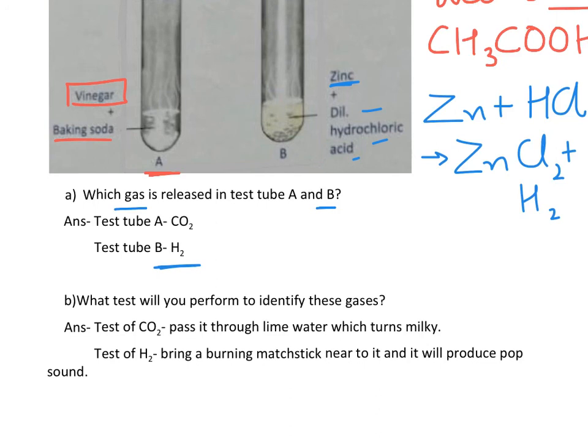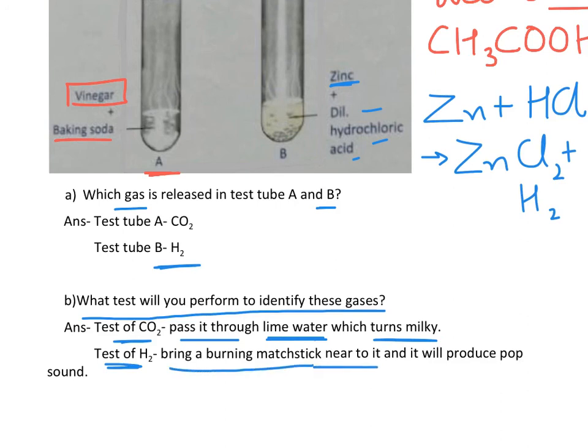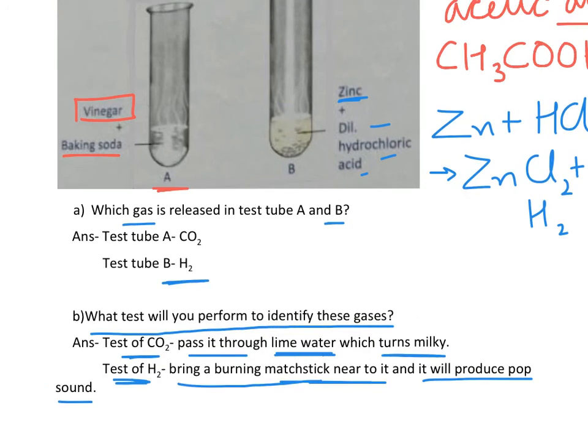Okay, B part. What test will you perform to identify these gases? So you all know, to test carbon dioxide, we have to pass it through lime water, and we'll see that lime water turns milky due to the formation of an insoluble salt. Okay. For testing H2, what we do, we bring a burning matchstick near to the gas which is being released, and it will burn with a pop sound. I hope this is clear to you.